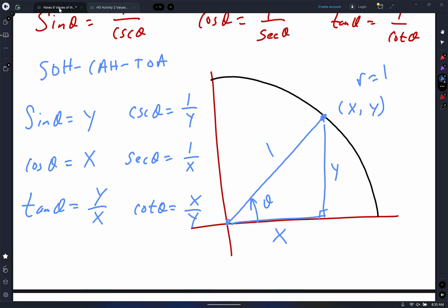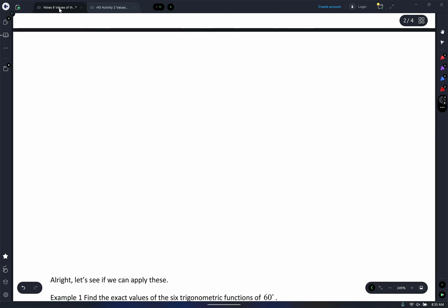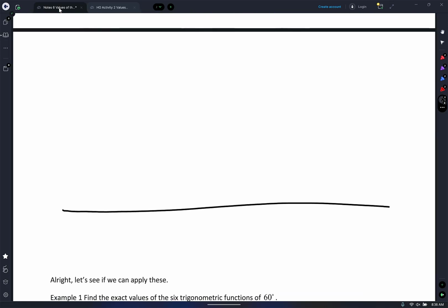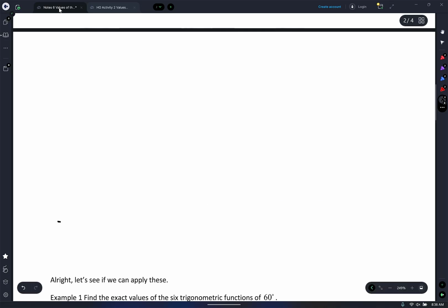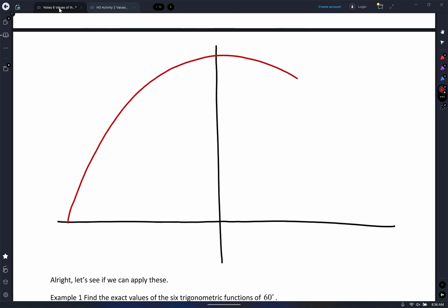Okay. All right, so here we go. Go ahead and turn the page, guys. So I'm just going to focus on the first half of the unit circle. So, yeah, she asked, so we're good. Bam. So I'm trying to focus on just the first half of the unit circle.